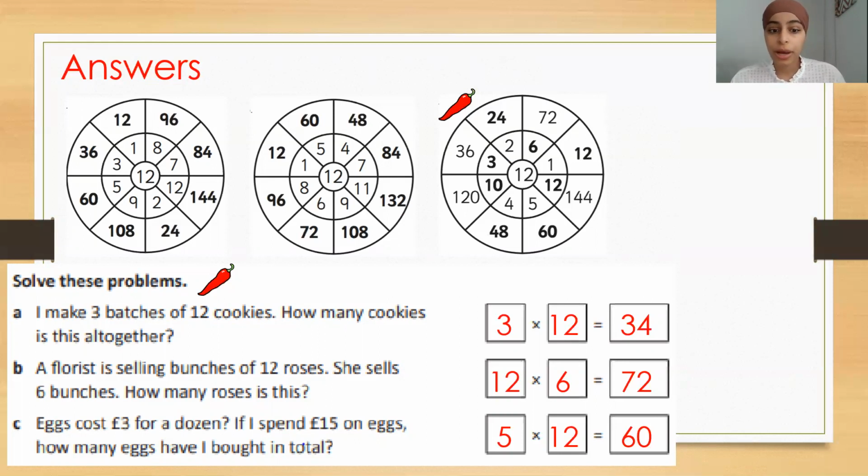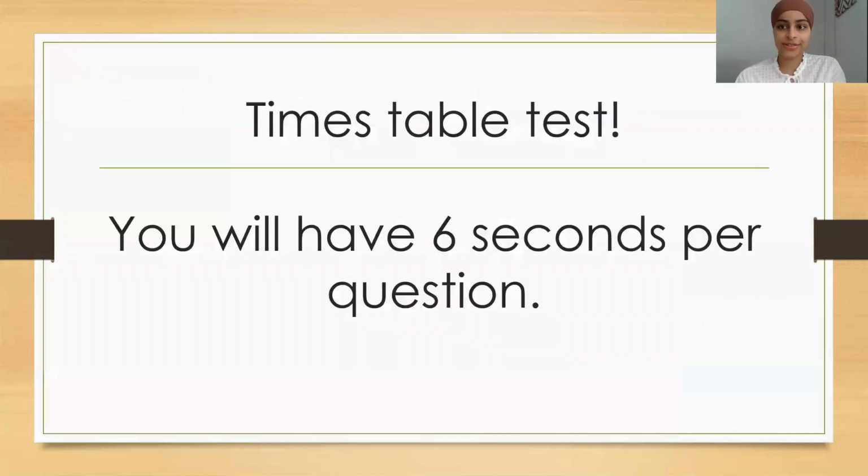So from £3 to £15, that's 3, 6, 9, 12, 15. That's 5 times the amount. What I need to do is 5 multiplied by 12, because I'm spending £15, and that would give us 60. If you got all of that correct, amazing. Multiplication wizards.